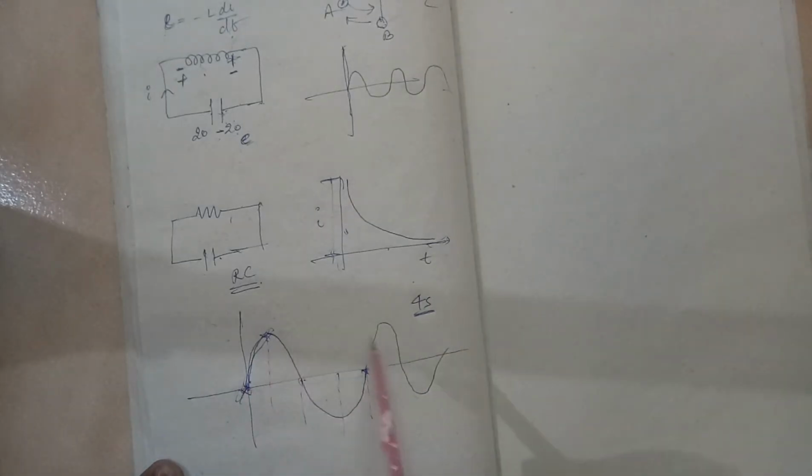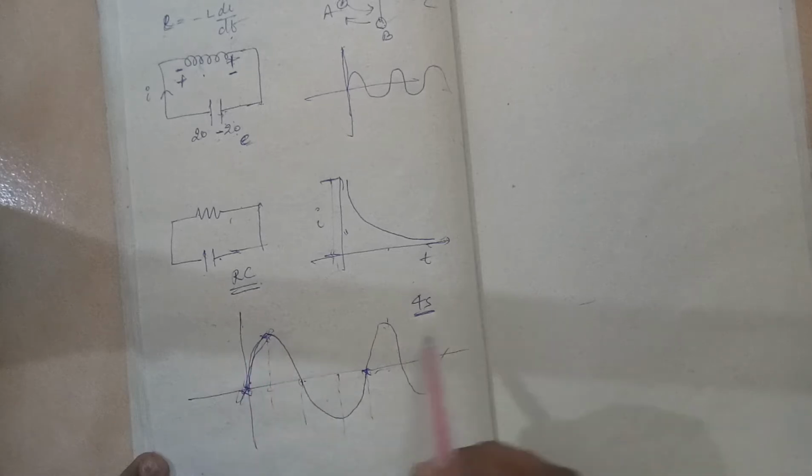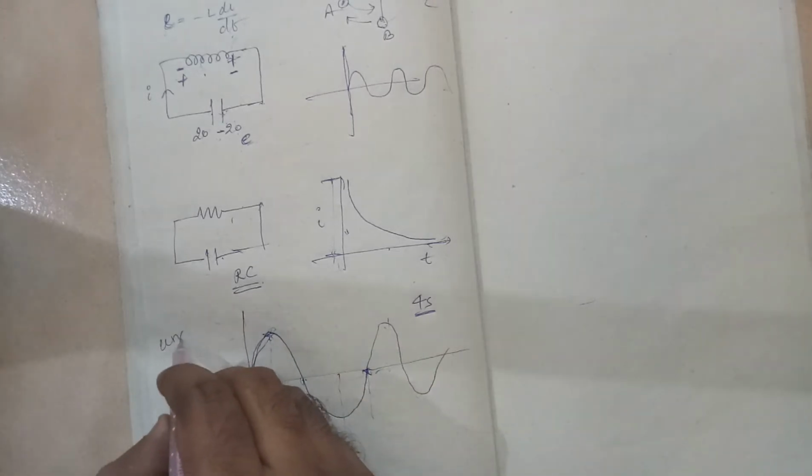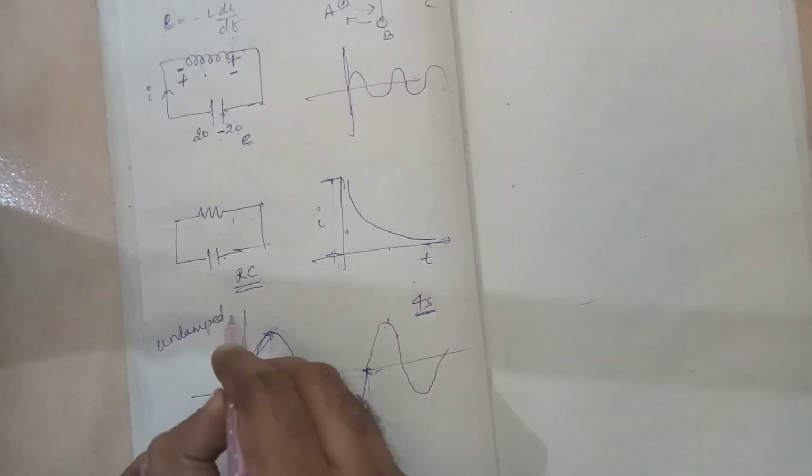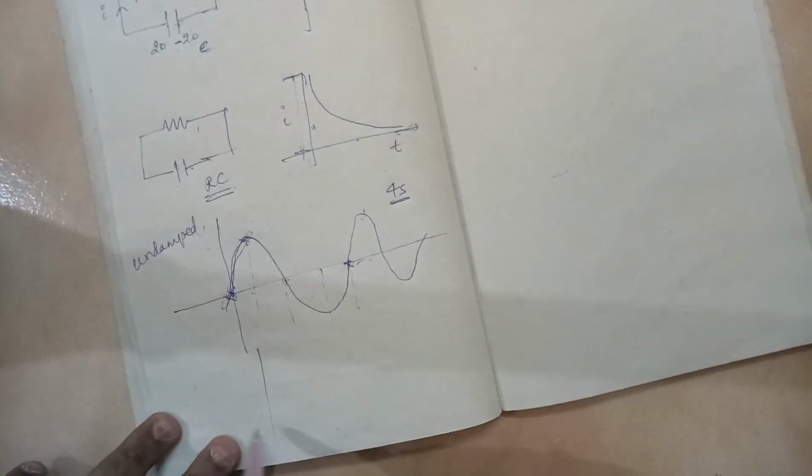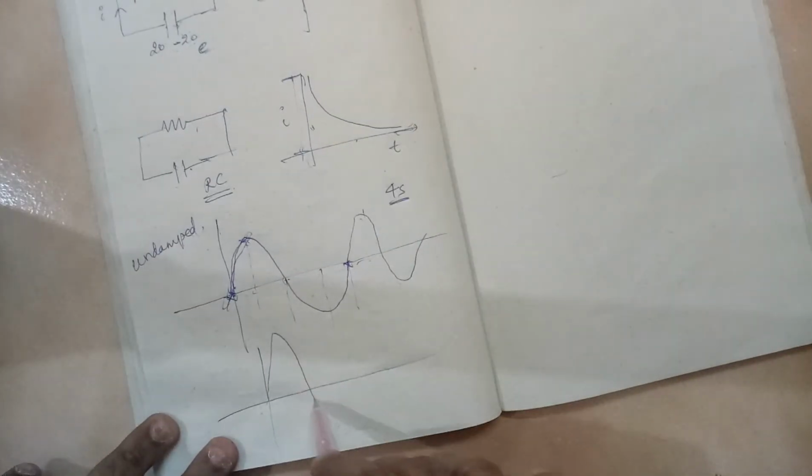If the same pattern, the amplitude is the same over a period of time, this pattern is called undamped. But in reality, the transfer will be actually like this.